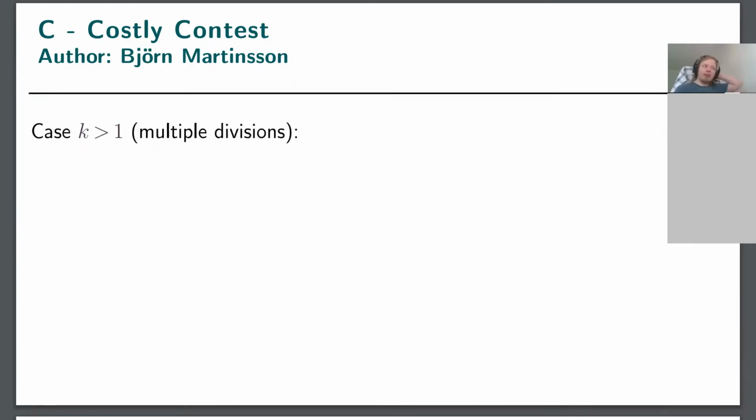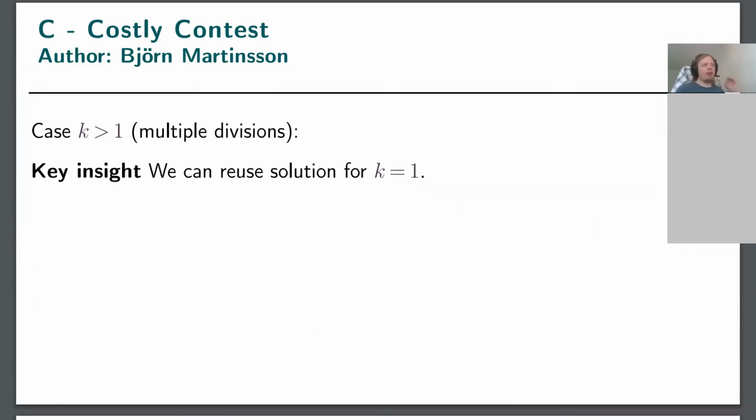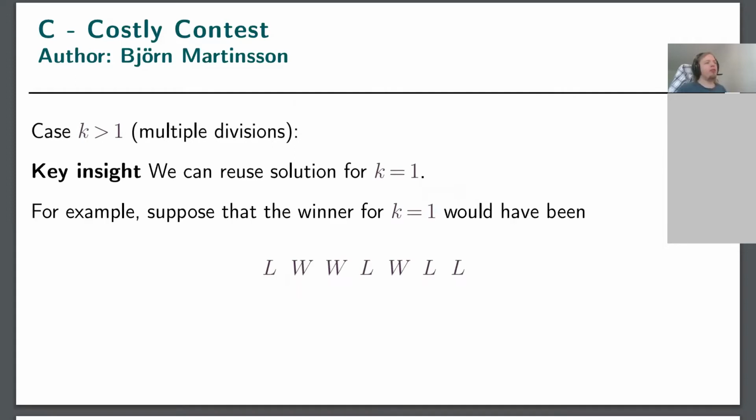Now, for k greater than 1, you have to think a bit more about it. But it turns out we can actually just reuse the solution for k equal to 1. Why? Well, think about this example. Everyone that didn't win a prize in the k equal to 1 case, I've written as an L here, and everyone that won a prize, I've written as a W. This is just some example with 7 participants.